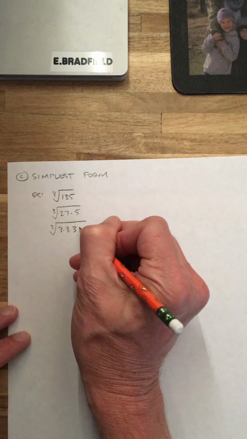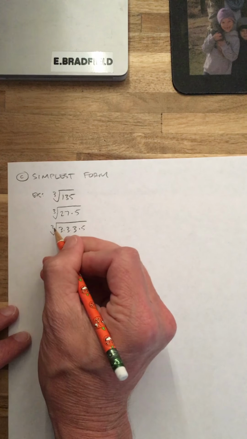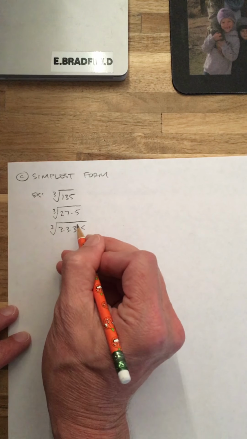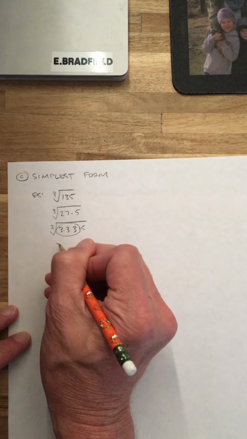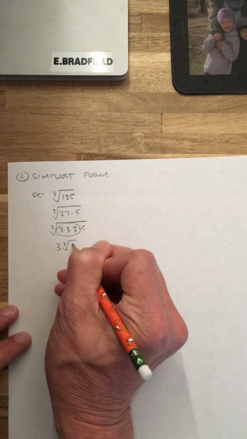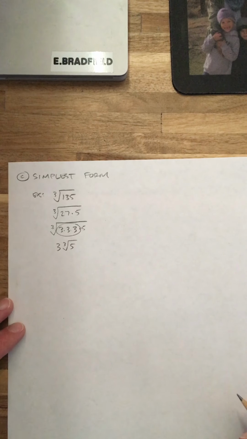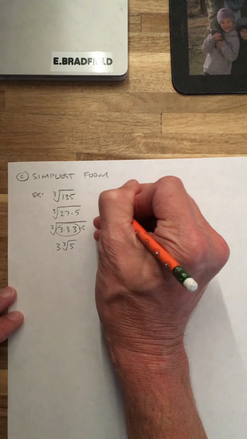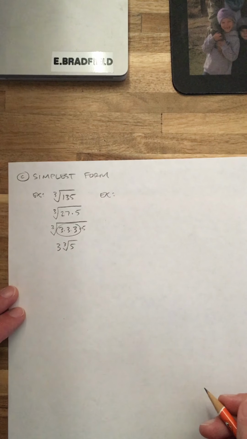All right, and then we still have times 5. And look, we're looking for 3 numbers. Okay, we got them right there. So that is a 3, and we still have the cubed root of 5. Okay, so that's going to be simplest form there. All right, let's do another. I'm going to try to get in a couple more before I'm out of time here. I have 3 more minutes.